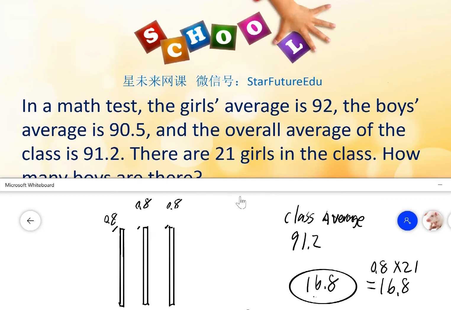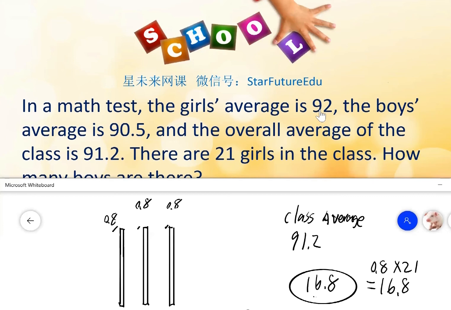Here, it is potentially a very common mistake. A lot of people, when calculating how much each boy should take from the score bag, are looking at the girls' average score. So they are calculating 92 minus 90.5. This is simply wrong because our goal is to make every person's score the same as the average score of the whole class. We should make these boys' score the same as the average score of the class, not the girls' average. So not 92.